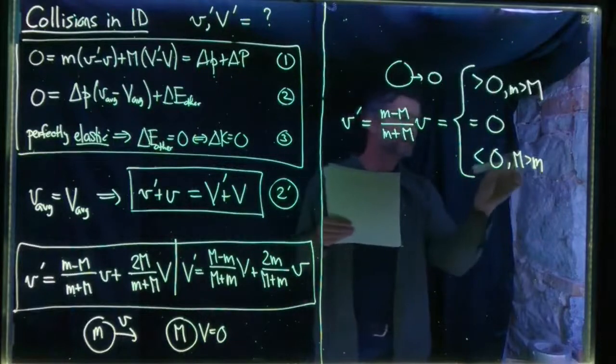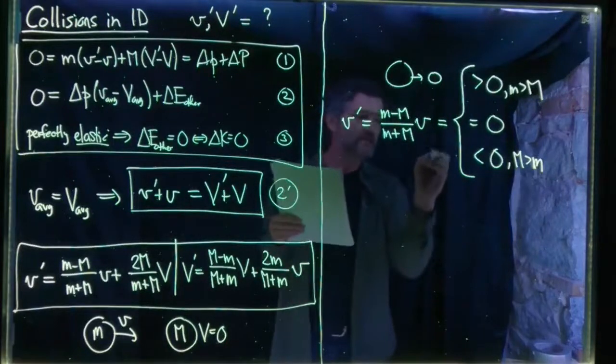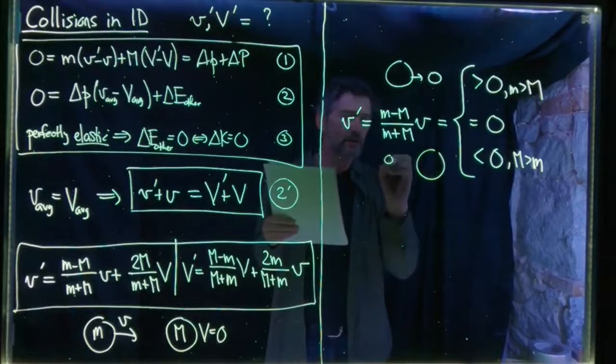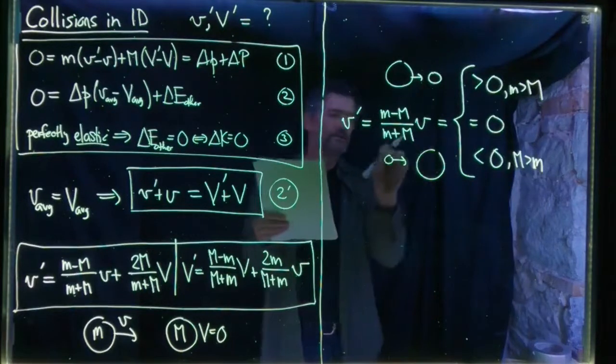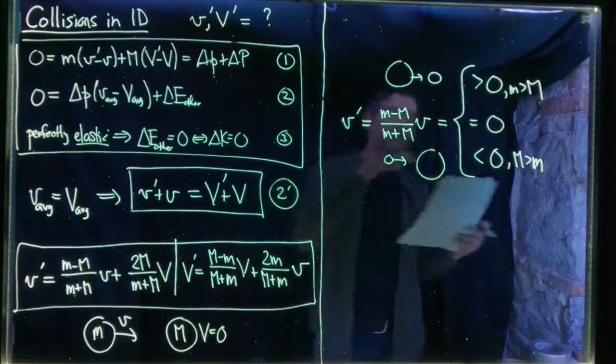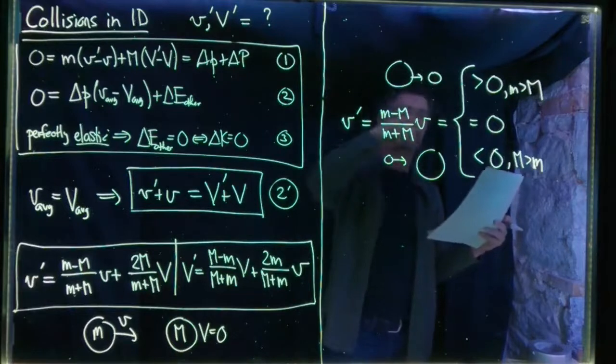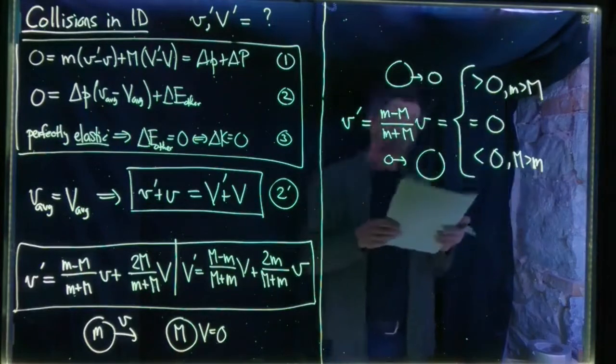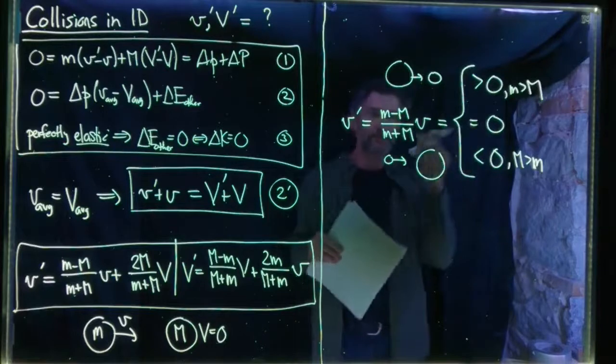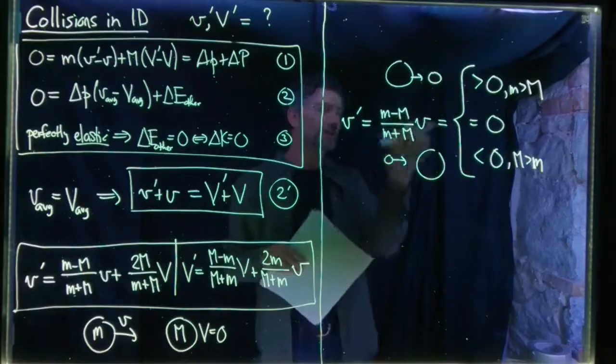So when big M is bigger than little m, that means this guy is big and this guy is small. The big guy starts at rest, and there's a small guy coming in like that. So that's below here, that's above here, and of course it's equal to 0 when little m is equal to big M.